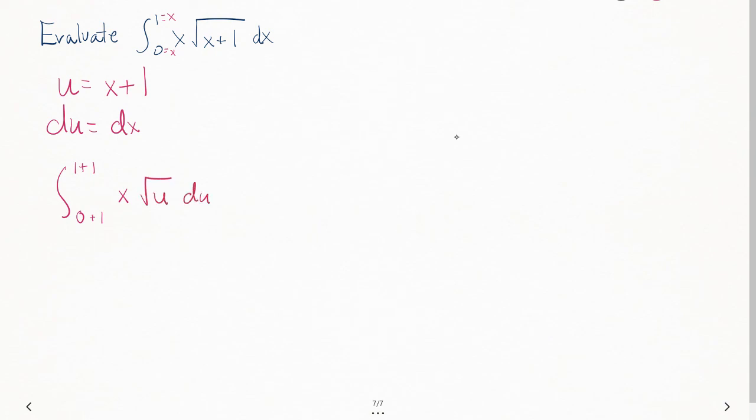So it seems like we haven't made the right choice. But we can actually fix that. Notice from this equation you can also get x equals u minus 1. So that will do the trick for us. So now we have an integral from 1 to 2 of u minus 1, that quantity, times u du.